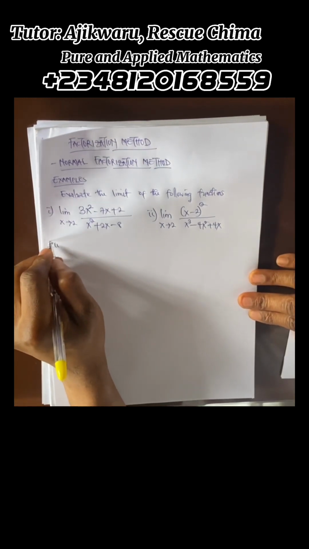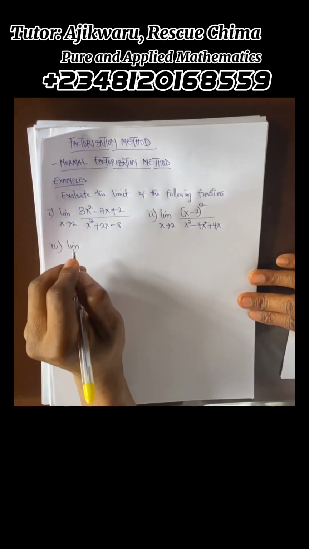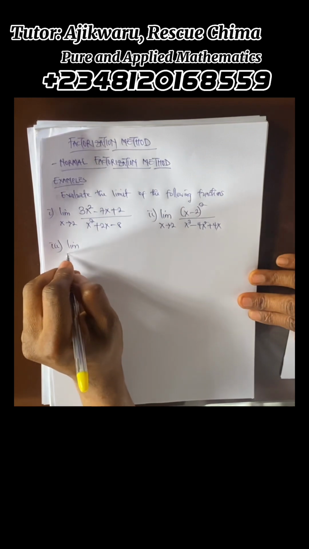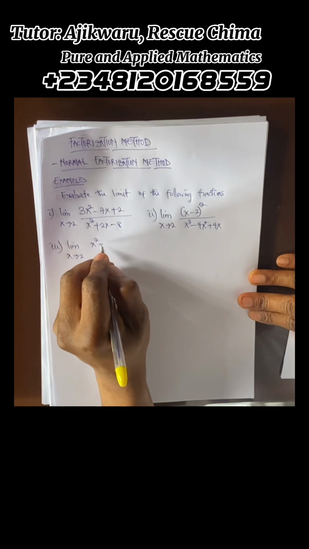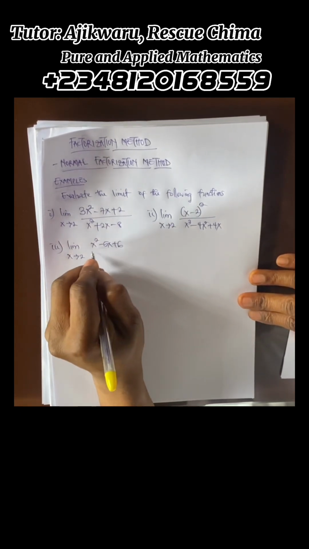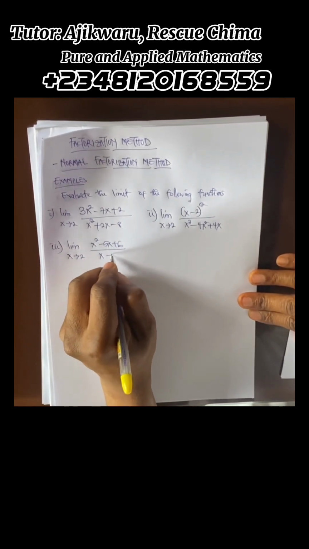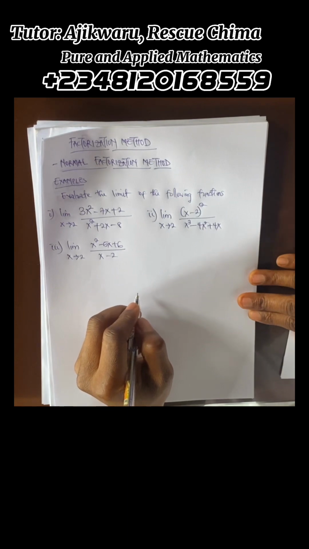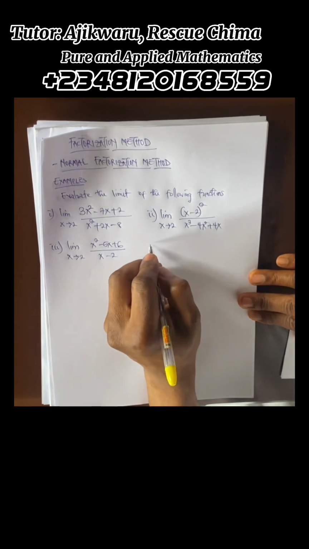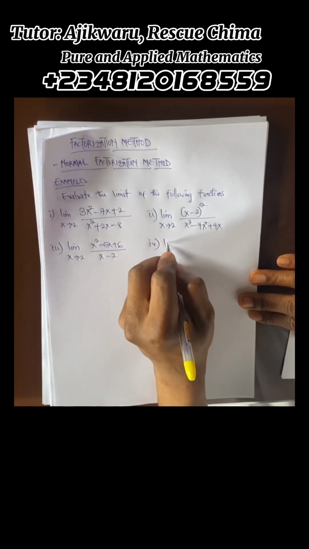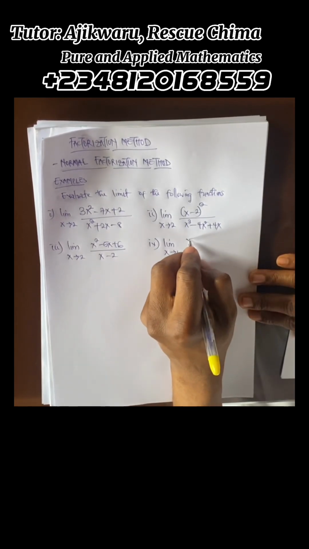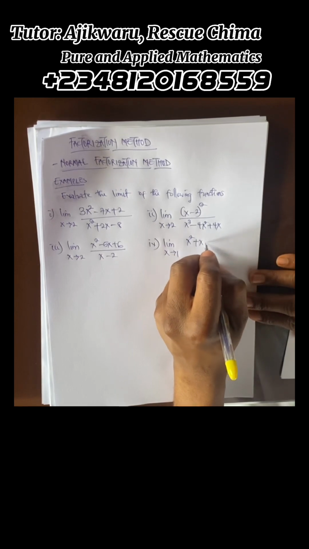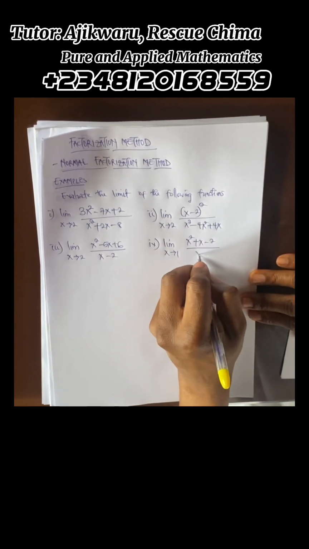Let's also take this one. Limit as x tends to 2, x squared minus 5x plus 6 all over x minus 2. Let's also add this one. Limit x tends to 1, x squared plus x minus 2 all over x minus 1.